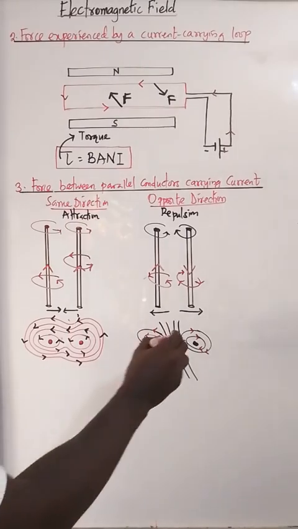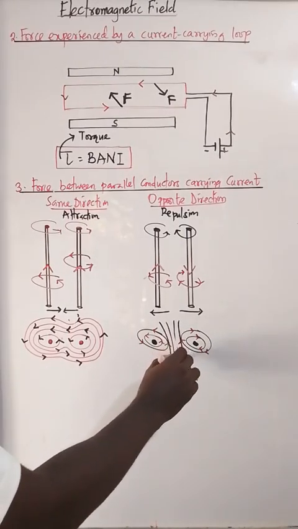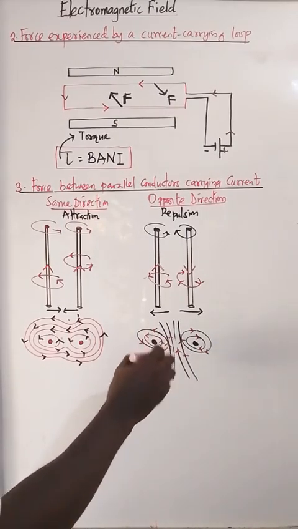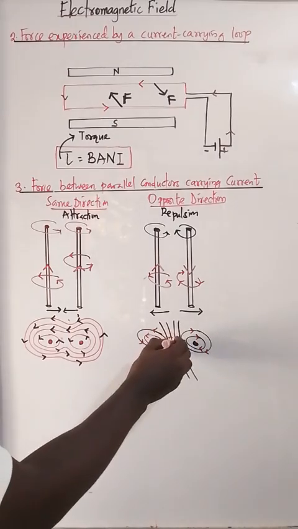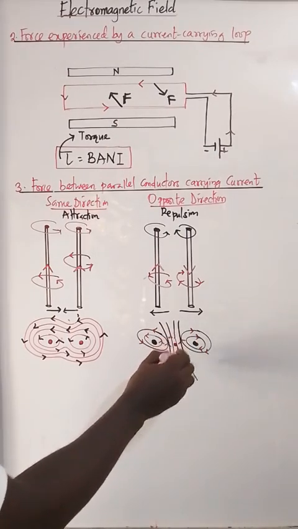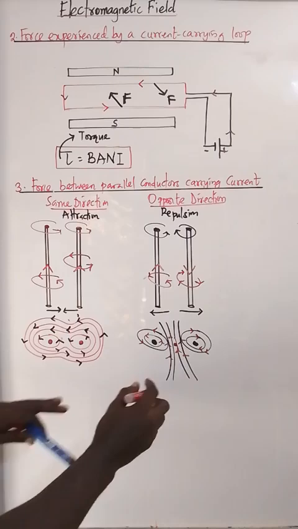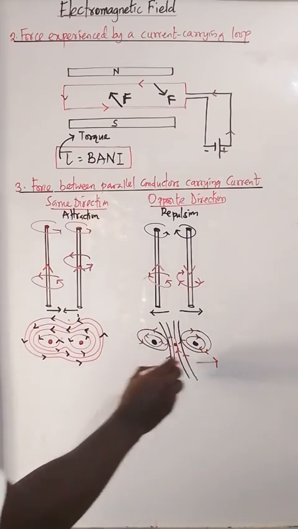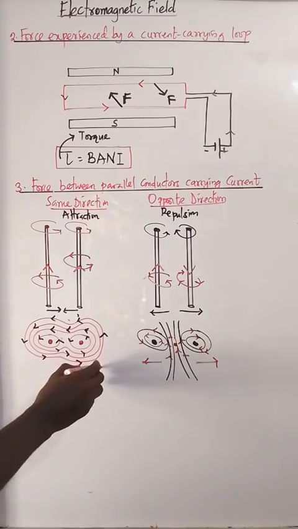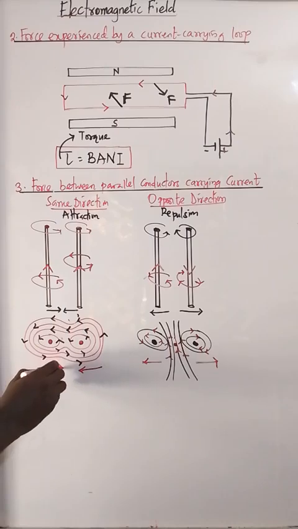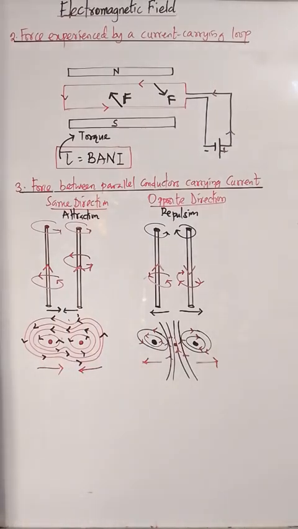So for the first one, it flows this way. The second one flows this way. So the center here will be a neutral point. So they will not intersect. So what happens at the end of the day? This goes this way, this goes this way. For this one, this moves like this, this moves like this. In case you are shown or the diagram is drawn, you should be able to identify. Same direction in this case, attraction, opposite direction, repulsion.